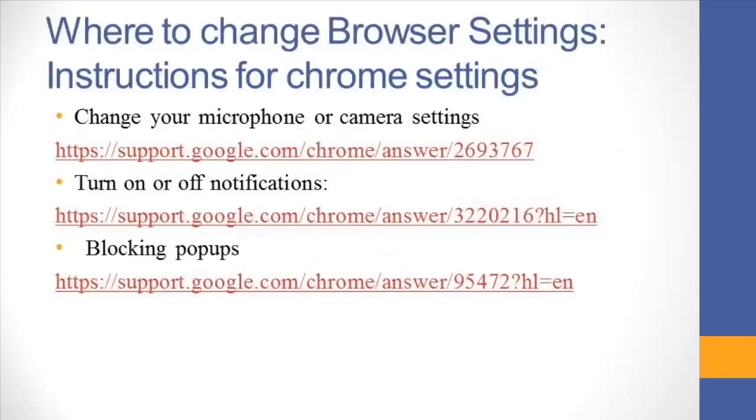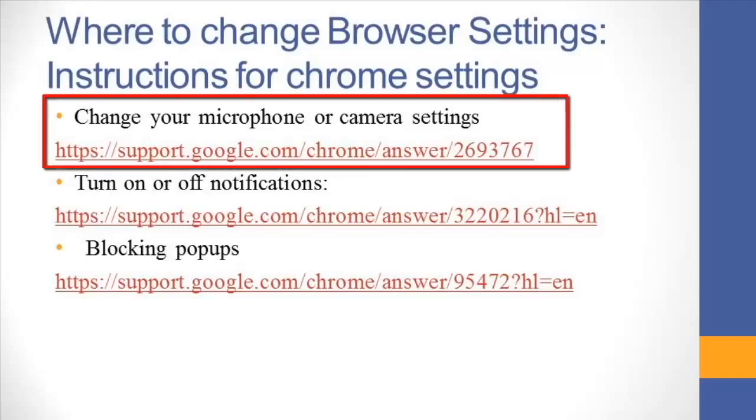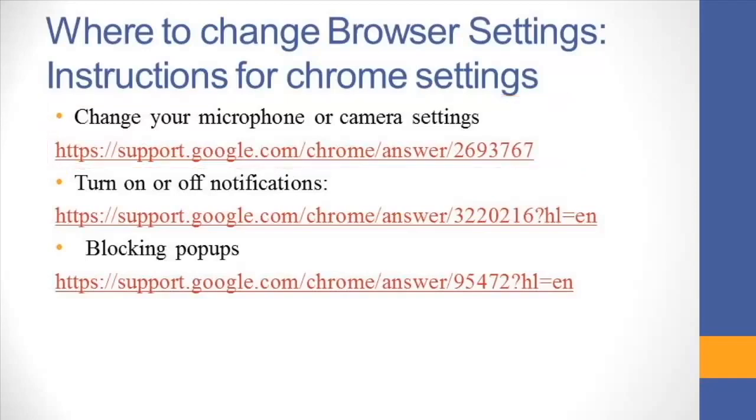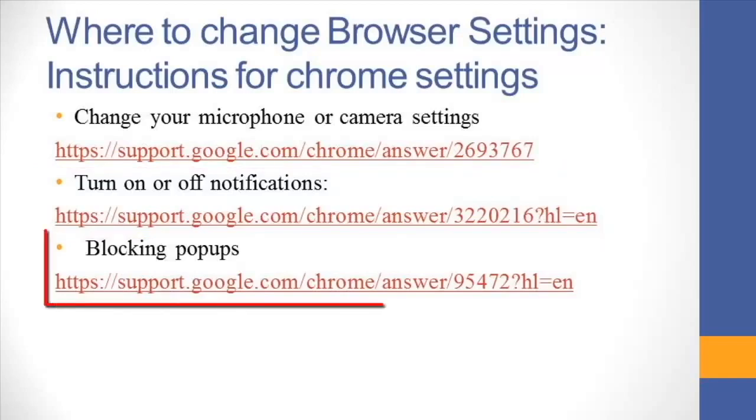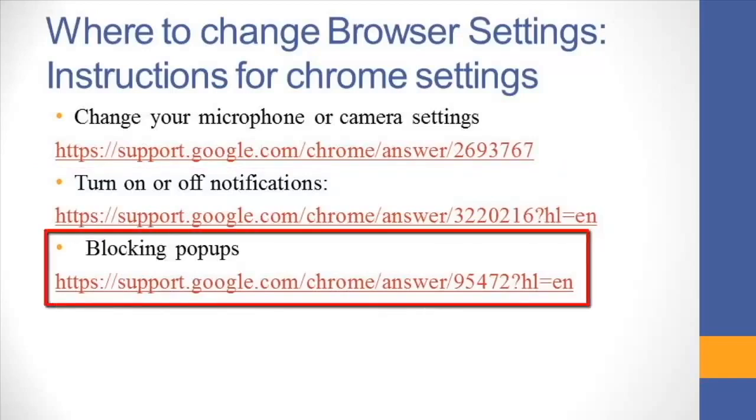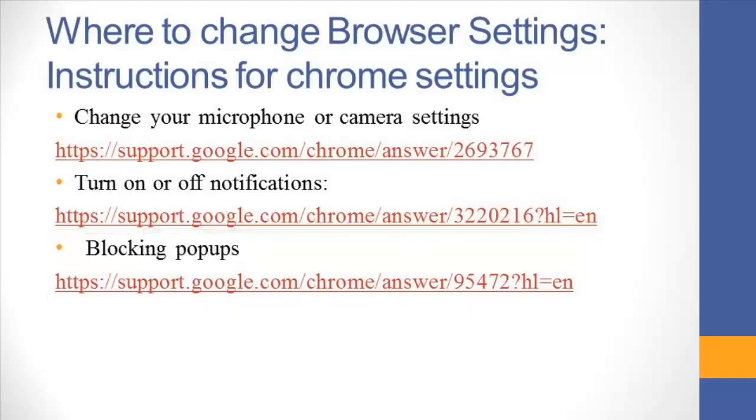On this page, you can find links to the instructions for Google Chrome settings. So if you want to change your microphone or camera settings, you can go to this link right here, and then you can turn on or off your notifications, which is necessary to do while you're doing your Duolingo test. So you can go and find how to do it following this link. And then how to block pop-ups. You can go to this link and then you can find information about how to block pop-ups on your browser. You can also find the same links in my description box.